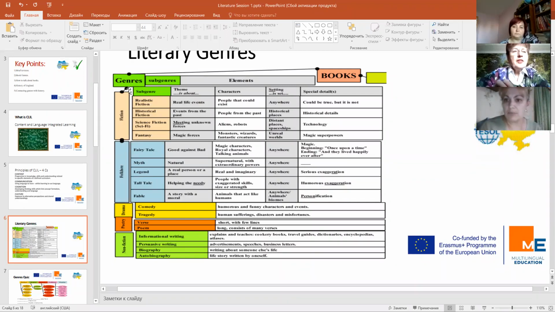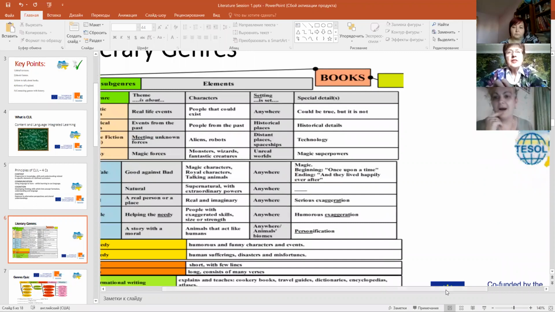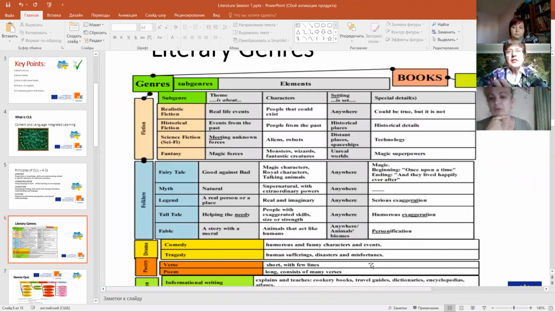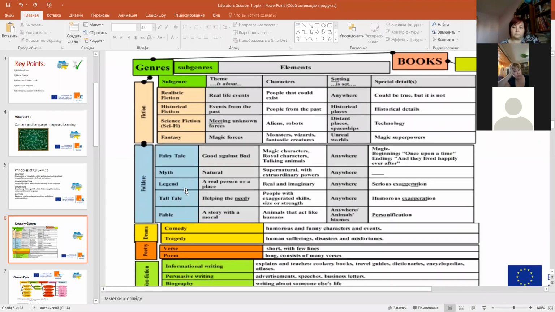Poetry. Yeah. Fiction, non-fiction. Yeah. I remember some information from the university. I try to recollect my memories. No, you shouldn't. You just use this visual as a support.